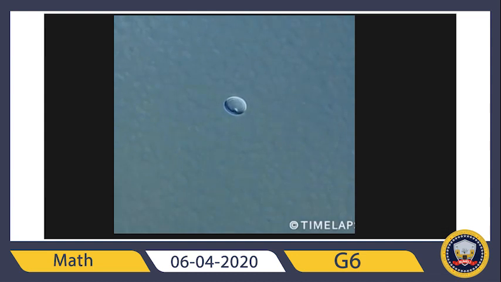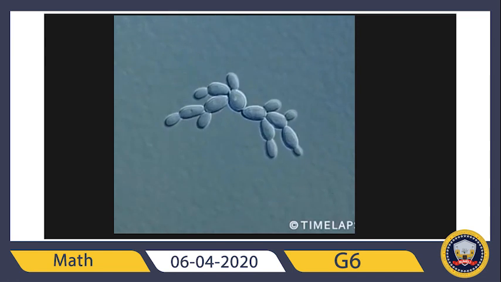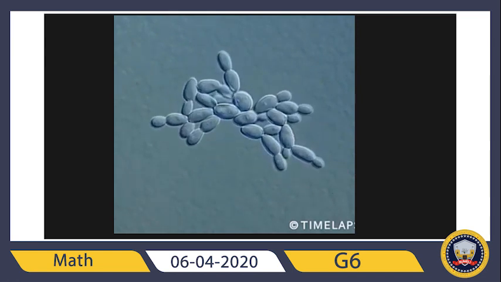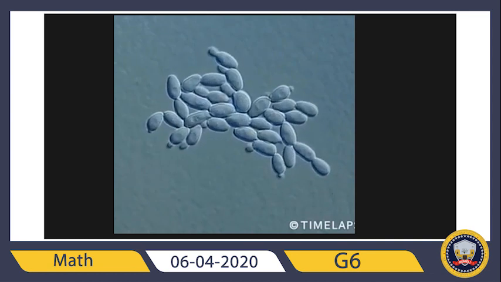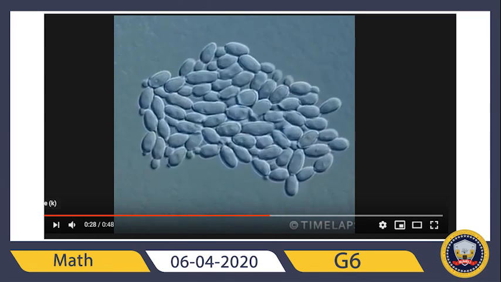Okay guys, let's watch this video together. You see that the bacteria is growing, starting from 1, then it comes to 2, then we have now 4 bacteria, then it will be 8, then 16. And it goes on and on. That's how the bacteria grows under the microscope.